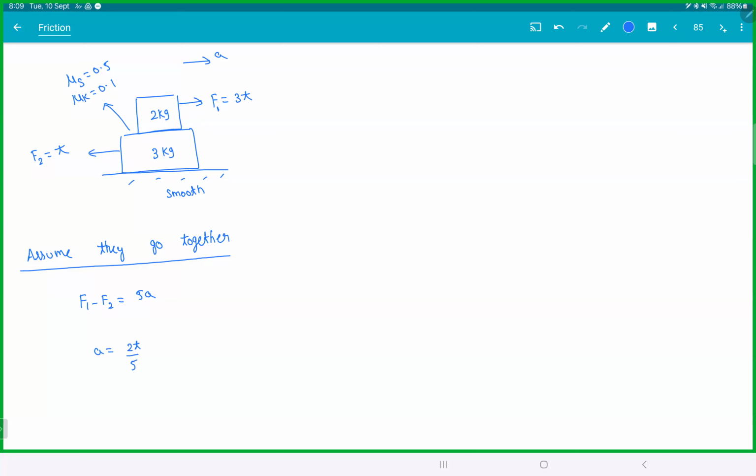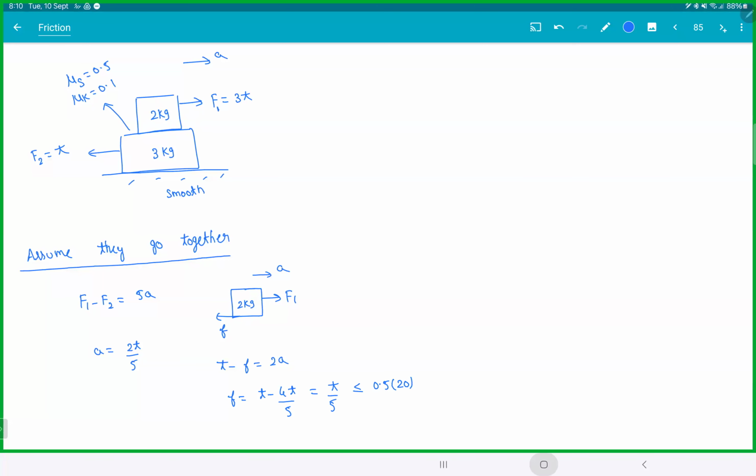Perfect. Take any one block. Now you don't have an option, both have forces. I will take the 2 kg block as usual. This is F1, this is friction, this is 2 kg and this is the acceleration. So T minus F is equal to 2A. So friction will be T minus 2A, that is 4T by 5, which is T by 5. This must be less than or equal to 0.5 into 20.